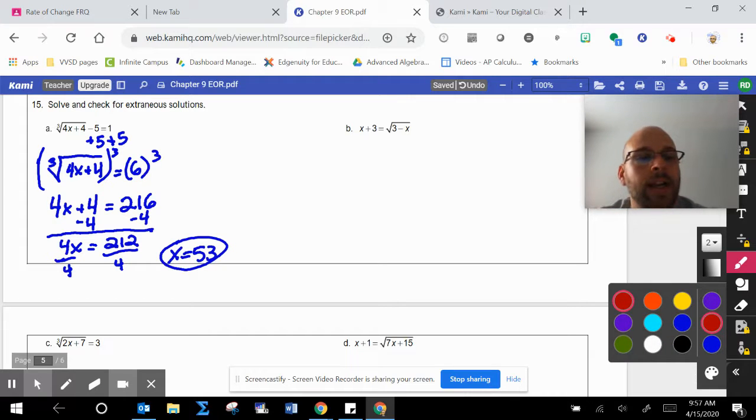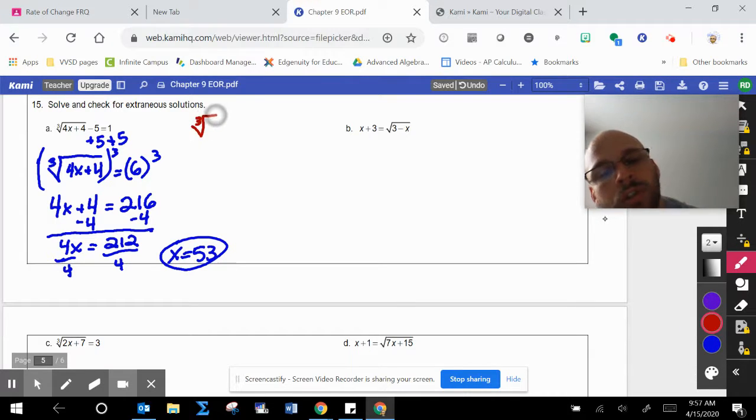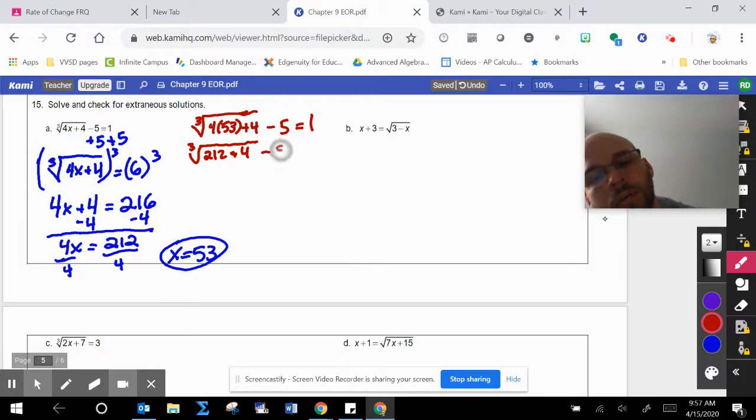Now I do need to check that answer though. So I have the cube root of 4 times 53 plus 4 minus 5, and we want that to equal 1. Again, use your calculators. 4 times 53 is 212, plus 4 minus 5 equals 1. And then 212 plus 4 is 216, minus 5 equals 1. And if you take the cube root of 216, you just get 6 equals 1.